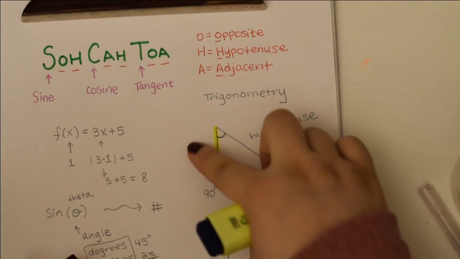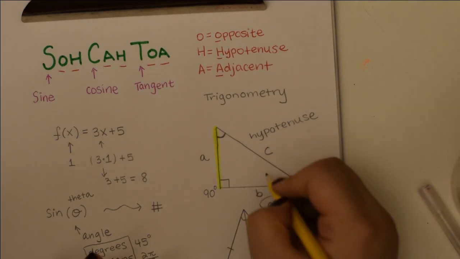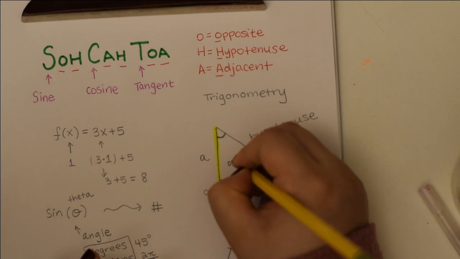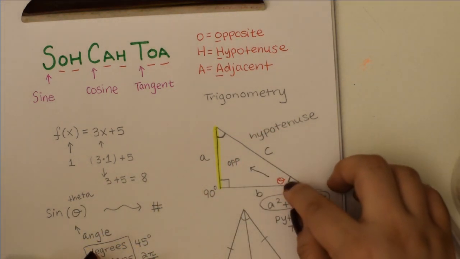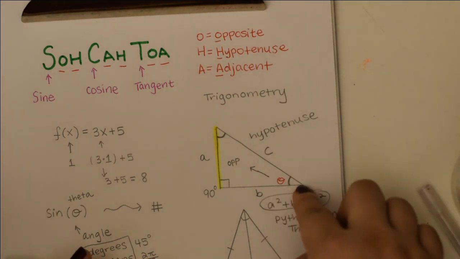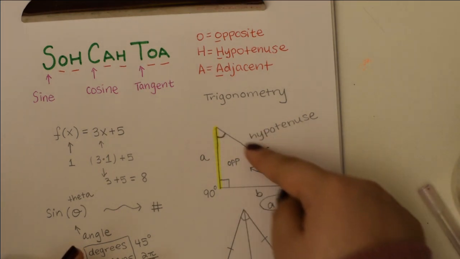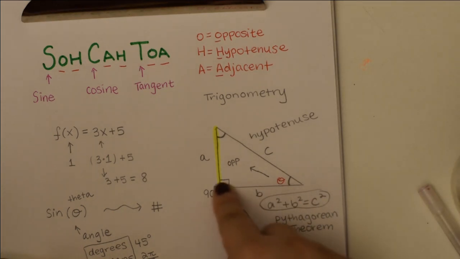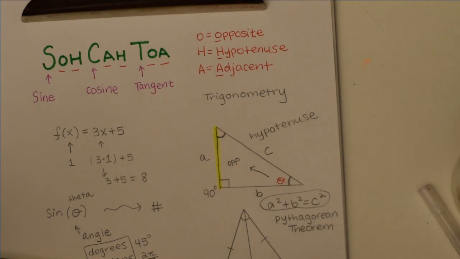This is the side that's opposite from theta. So I could just do something like this: OPP, opposite. Okay. And then notice that there is a side that is touching this theta that is not the hypotenuse. So this side is adjacent, but that's the hypotenuse. So this is the adjacent, that's the ADJ, adjacent.